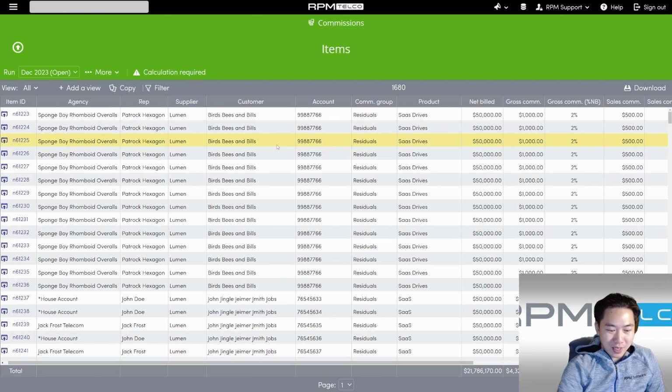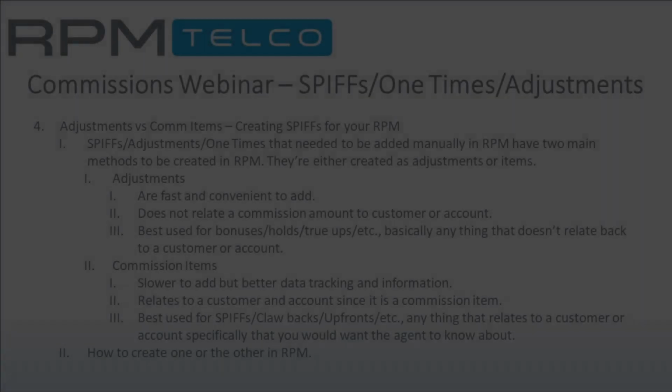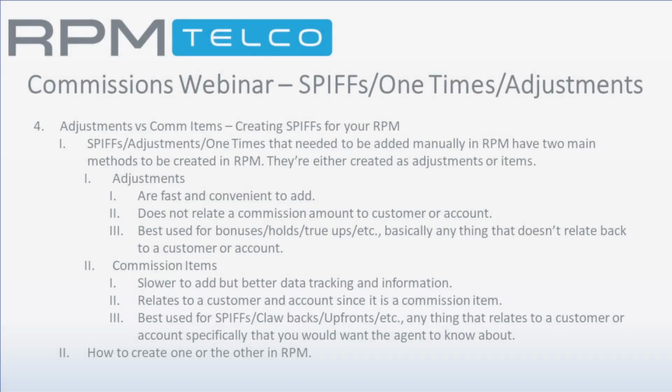Now we'll move on to the next topic. All right, moving on to the last topic of this webinar, we're going to be talking about adjustments in RPM. I'm sure a lot of you have worked with adjustments before and added them to compensate your sales partners, your agents, to do SPIFFs, upfronts, one-times, clawbacks, things like that.